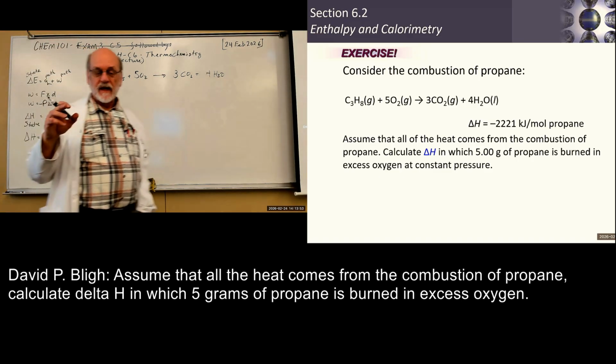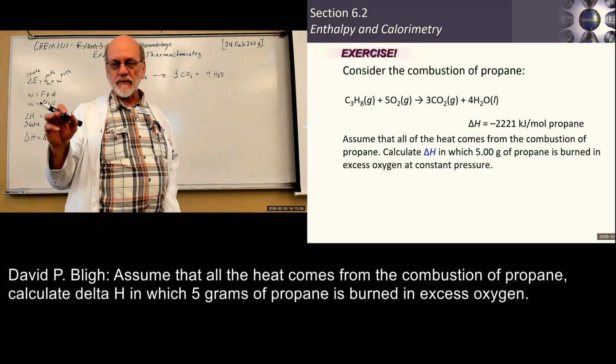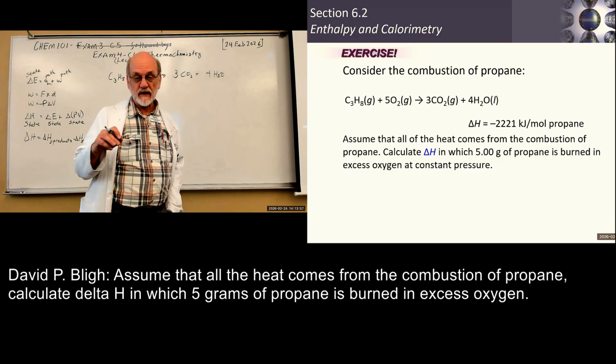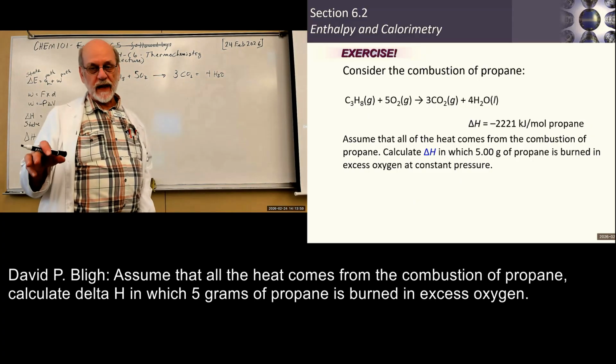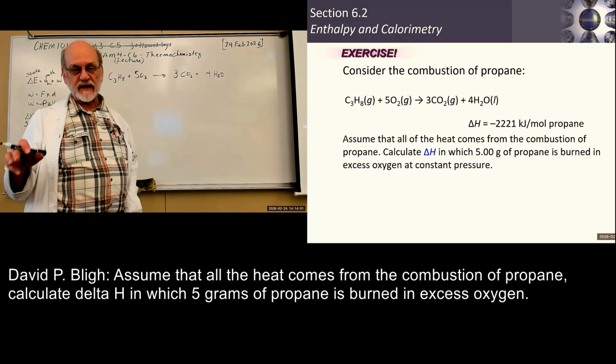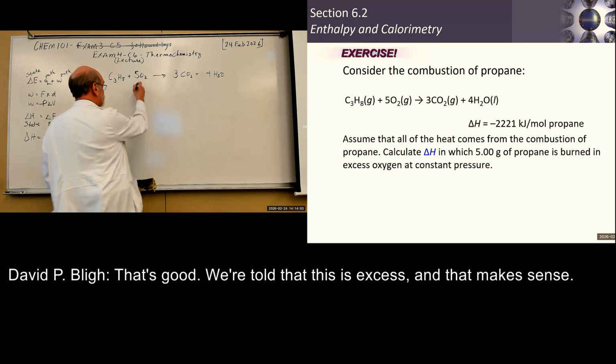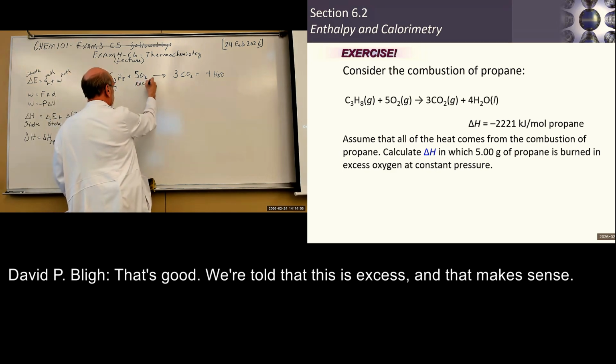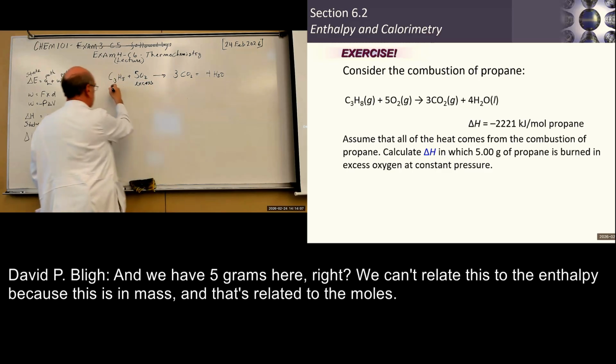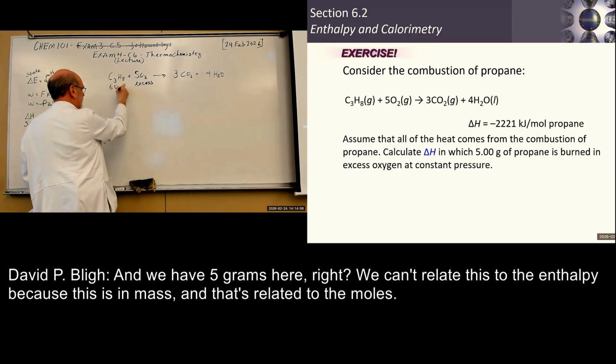So, assume that all the heat comes from the combustion of propane. Calculate delta H in which 5 grams of propane is burned in excess oxygen. That's good. We're told that this is excess, and that makes sense. And we have 5 grams here, right?